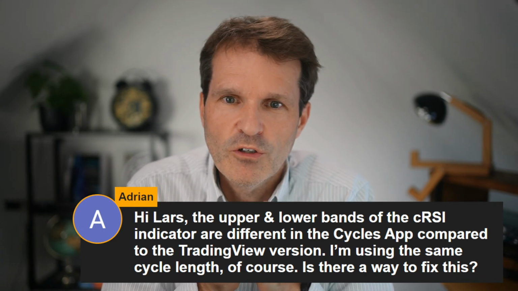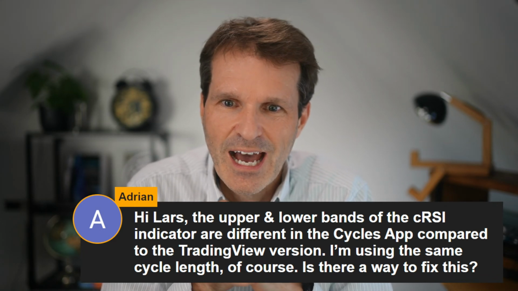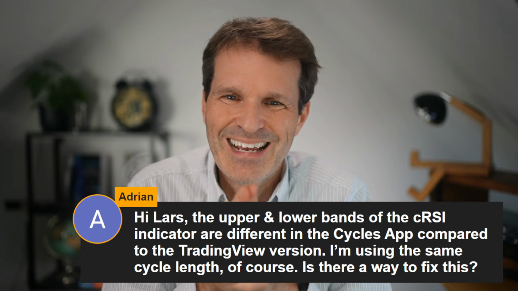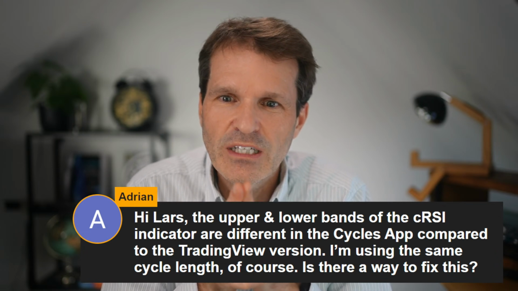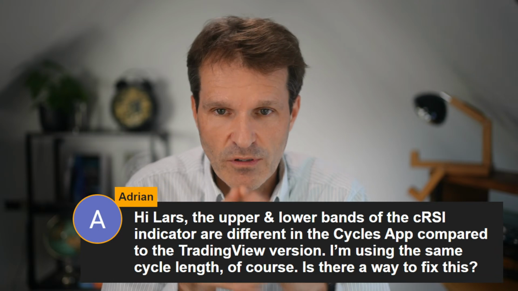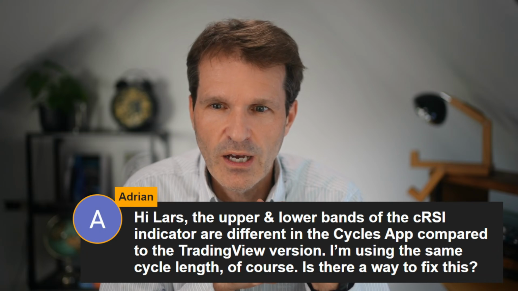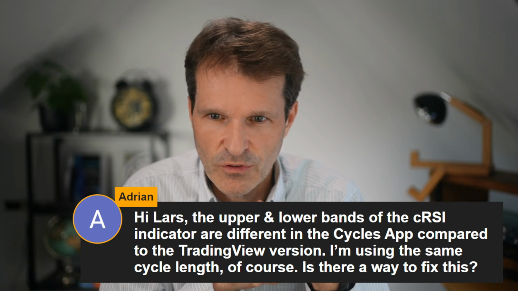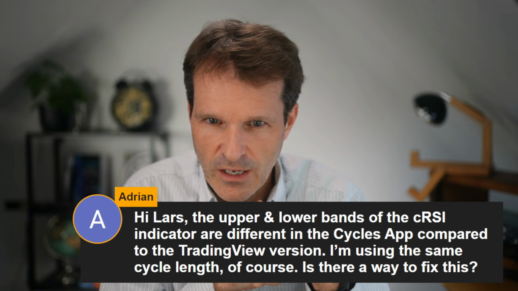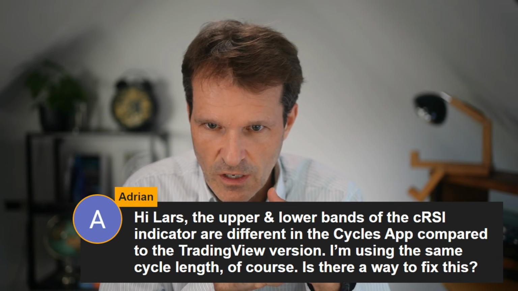The question refers to the cyclic RSI. The upper and lower bands of the cyclic RSI indicator are different in the Cycles app, so the Cycles app is what we've just seen here, compared to the TradingView version. I'm using the same cycle length, of course. Is there a way to fix this?